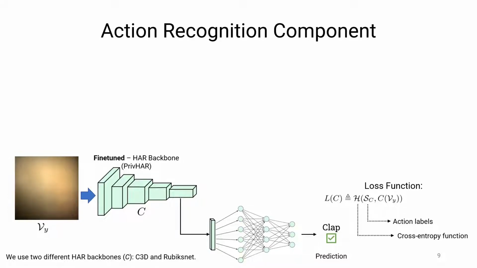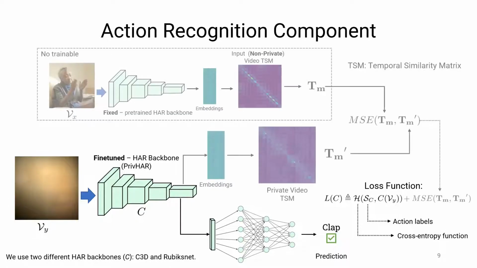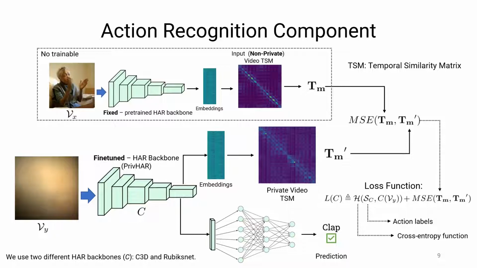We can use any pre-trained network to perform human action recognition. Also, we use the standard cross-entropy function as the classifier loss. On the other hand, since our degradation model could cause lost temporal information, we propose to use temporal similarity matrices as a proxy to keep the temporal features similar after distortion. To do so, we build a temporal similarity matrix from the original and private videos and compare their structure using the mean square error.